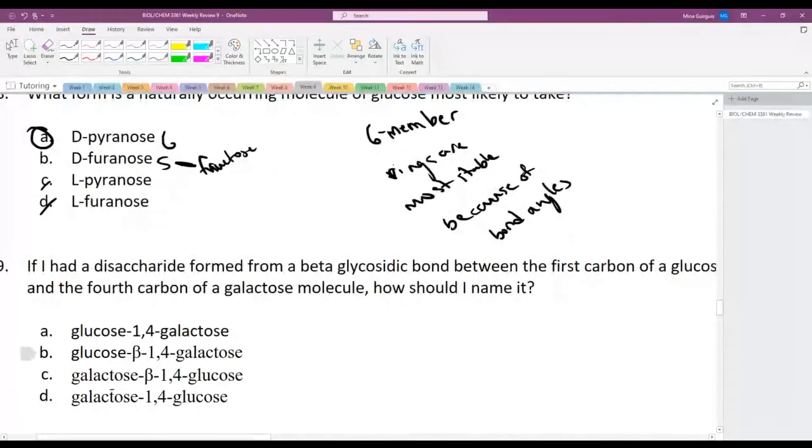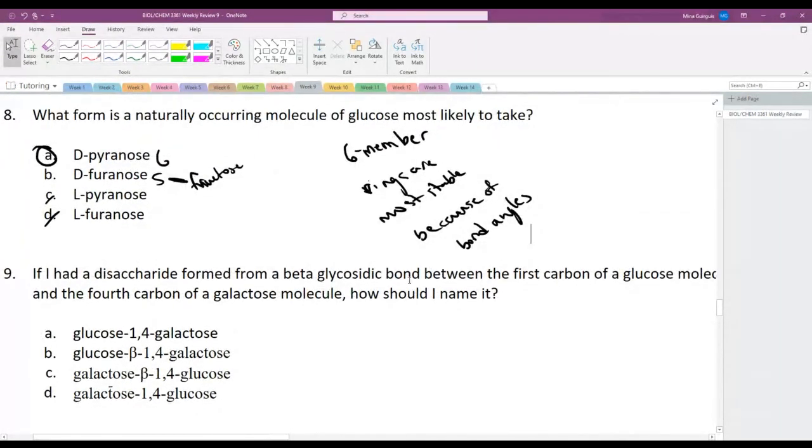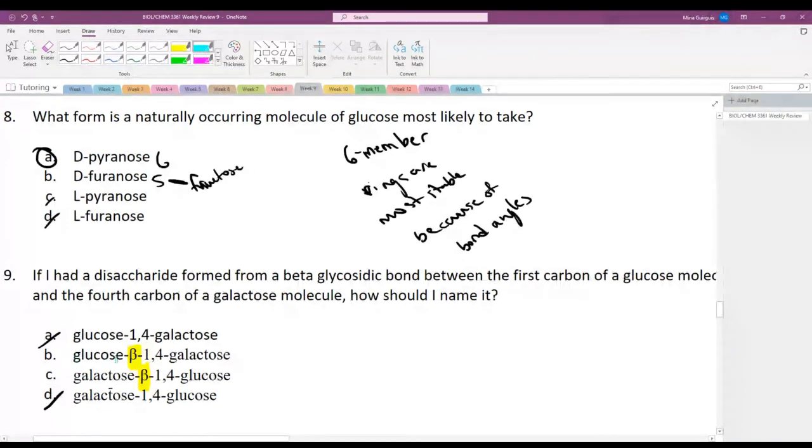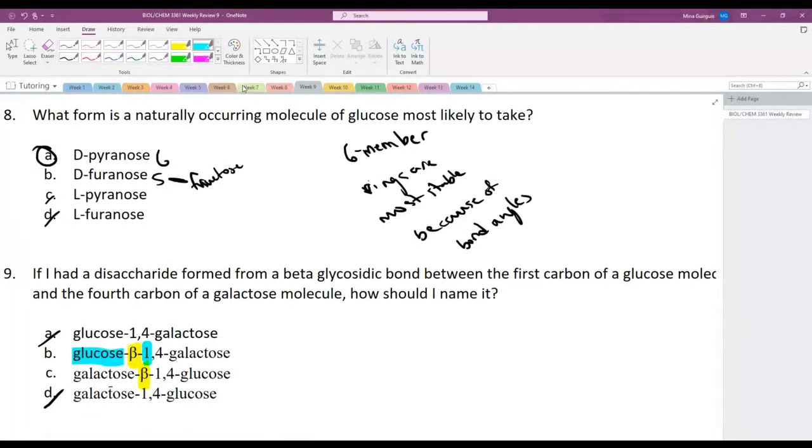So, spoiled myself a little bit. Okay, if I have a disaccharide formed from a beta glycosidic bond between the first carbon of a glucose molecule and the fourth carbon of a galactose molecule, how should I name it? So right off the bat, I'm going to eliminate A and D because they don't reference the fact that it's a beta bond. This is very important. Okay, right. And then it's the first carbon of glucose and the fourth carbon of galactose. So for this, what I'm looking at is it goes glucose, and then 1 should be the first number, and it is. And then it goes 4, which means galactose needs to be the second number, right? So B works. C does not. C does it exactly backwards.